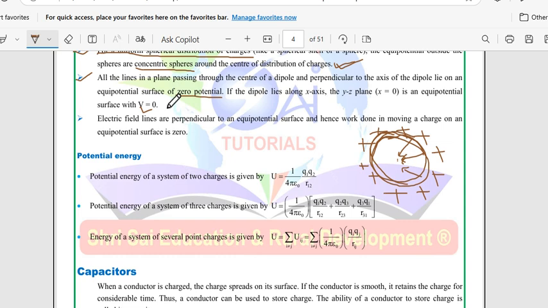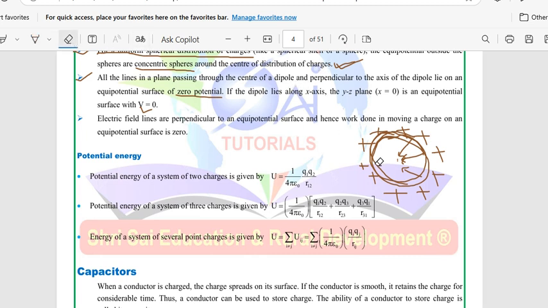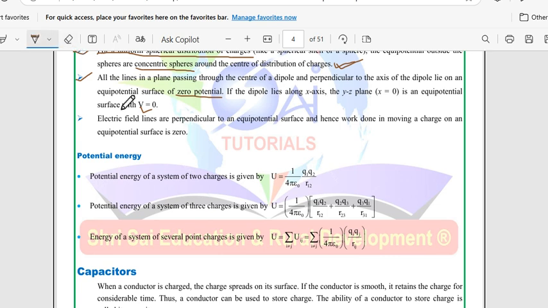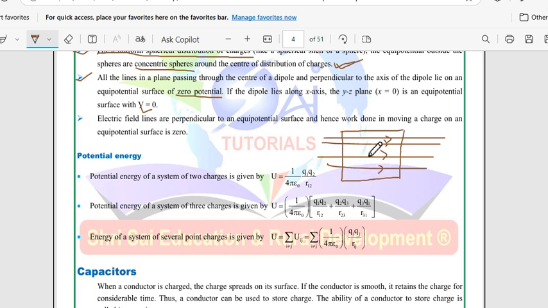See, let me consider. All the lines in a plane passing through the center of the dipole and perpendicular to the axis of the dipole. If you consider the plane, all the lines pass through the center of the dipole and are perpendicular to the axis of the dipole.